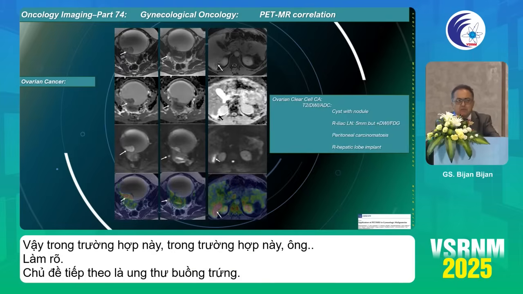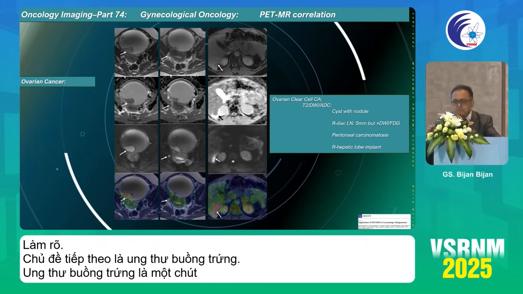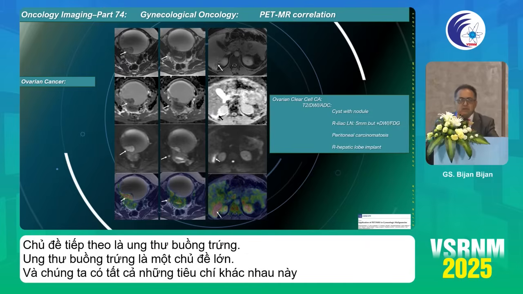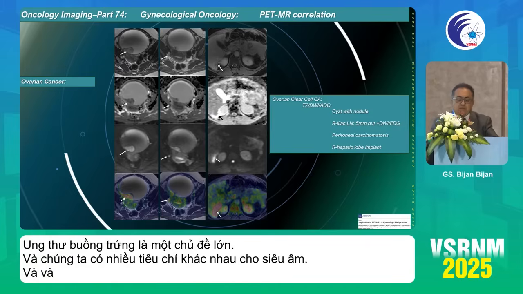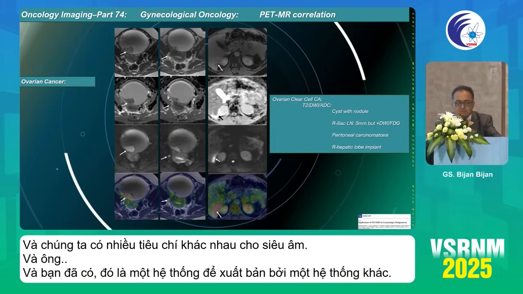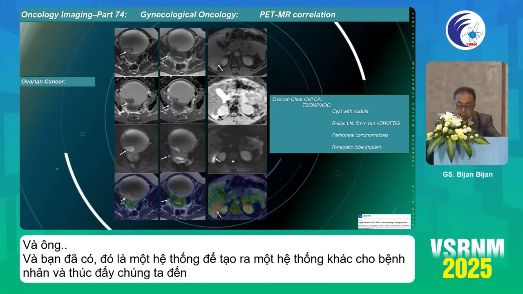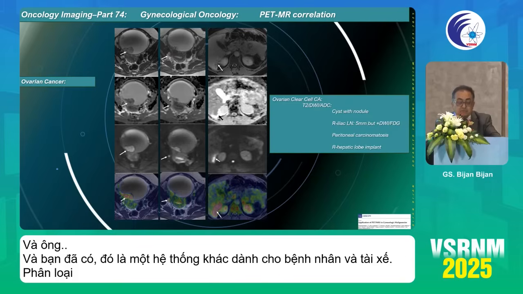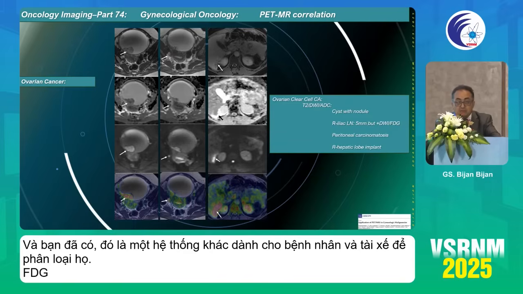Now, the next topic is ovarian cancer. Ovarian cancer is a big topic, and we have all these different criteria for it, for ultrasound, CT and MR, and we have O-RADS, which is another system like BI-RADS, for staging, to guide us through the classification. FDG, however, has not been introduced into O-RADS yet.